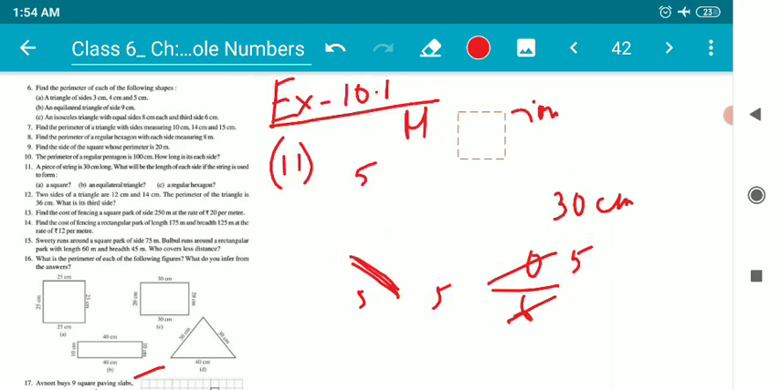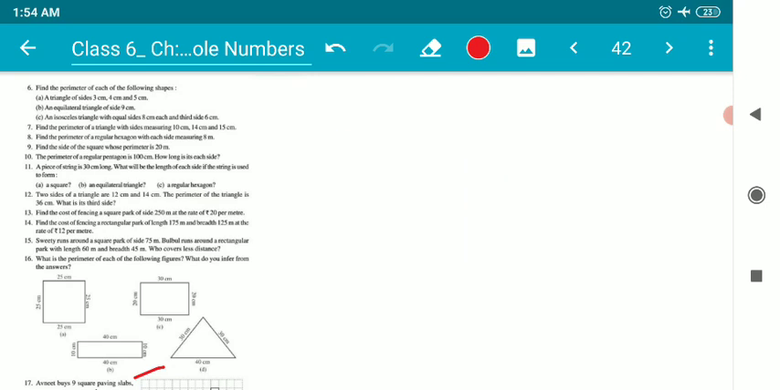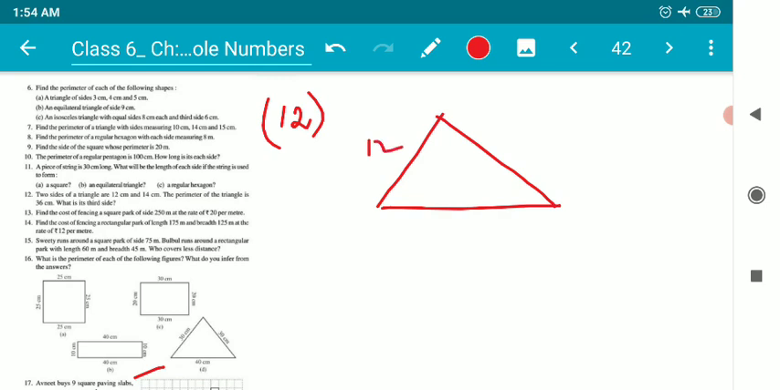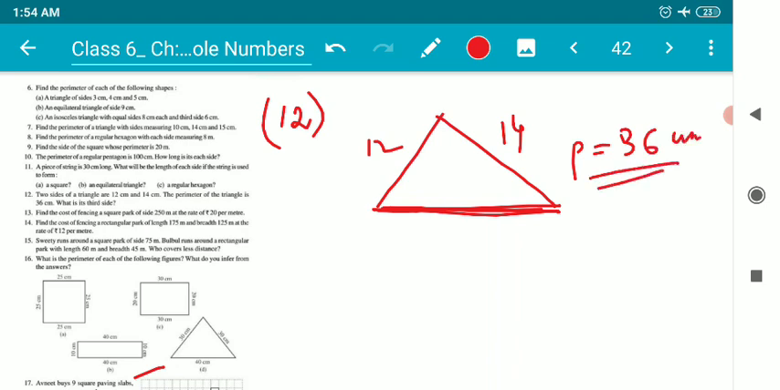Now, a question which I prefer to give in the exam every year, that is a very interesting question. Question number 12. Question number 12 is about two sides of a triangle being 12 centimeter and 14 centimeter. Okay, that's great. So let us draw a triangle first, children. The measure of one side is 12 centimeter, one side is 14 centimeter, and the third side of the triangle is unknown to us, but the perimeter is given, that is 36 centimeter. What we have to calculate is the measure of the third side.